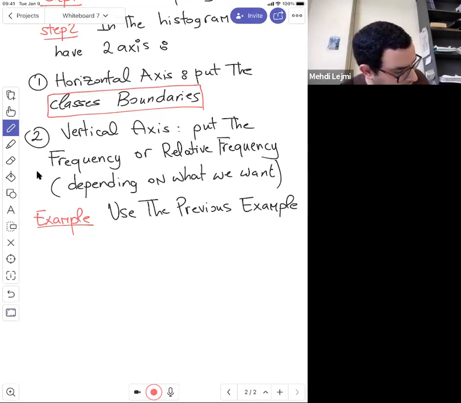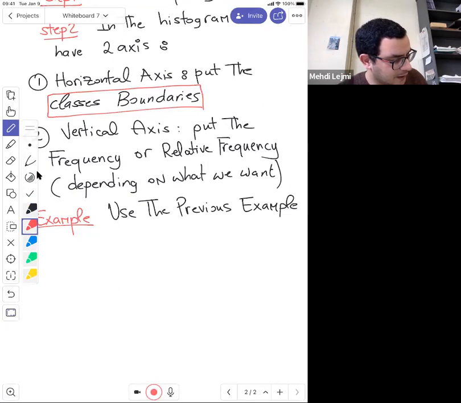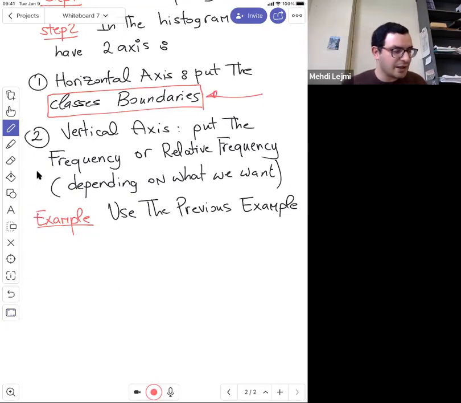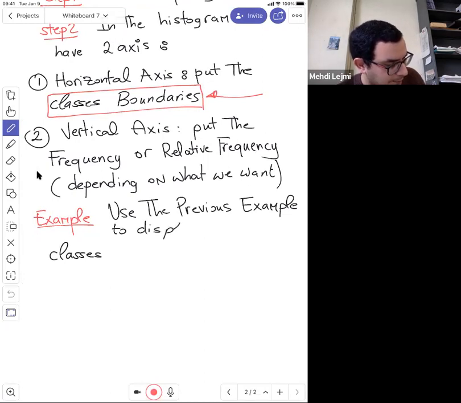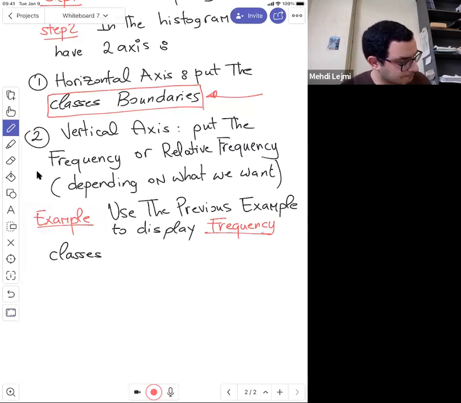Obviously we need the classes boundaries first, because that's what we're going to put on the horizontal axis. So I'm going to use the previous example, let's say, to display frequency. What we need is the classes boundaries.